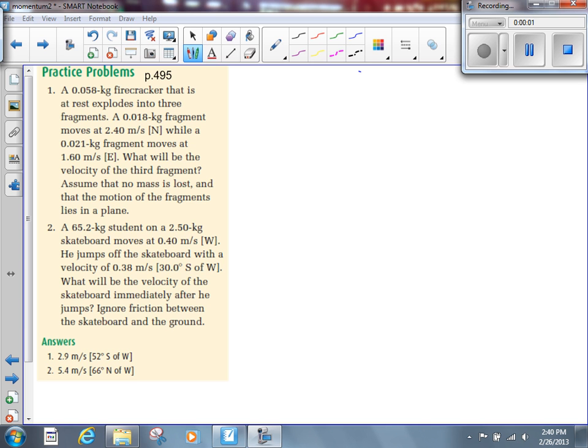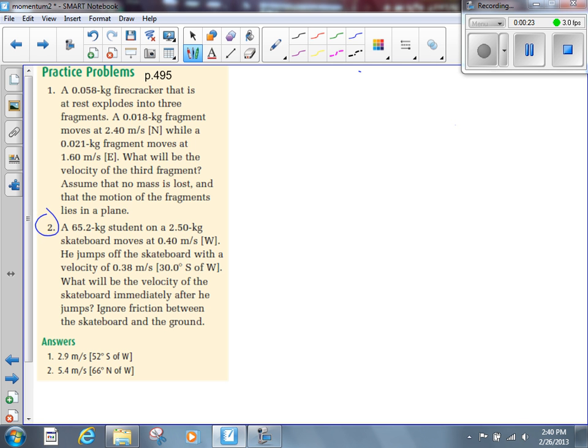All right, let's take a look at our homework last night, page 495. We need to go over question number 2. It says a 65.2 kilogram student on a 2.5 kilogram skateboard moves at 0.40 meters per second to the west. He jumps off the skateboard with a velocity of 0.38 meters per second at 30 degrees south of west. What's the velocity of the skateboard immediately after he jumps?